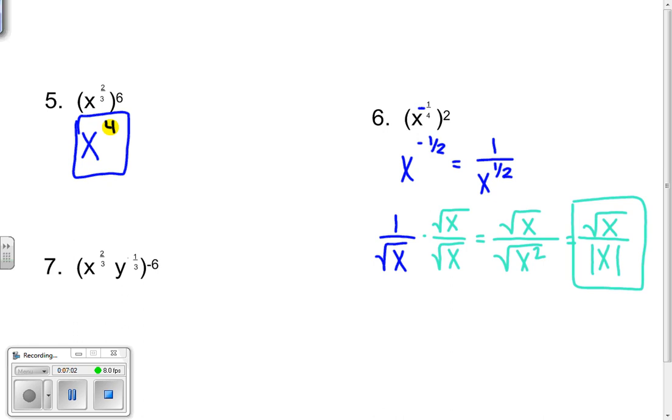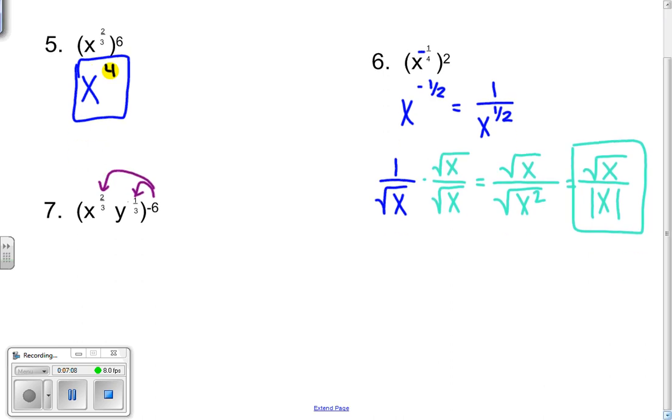In number 7, this power goes to both parts inside the parentheses. So we'll do one at a time. Power to power means you multiply. For the x, if I multiply 2/3 times negative 6, I get negative 4. And for the y, if I multiply negative 1/3, that's hard to see, but there's a negative there, times the negative 6, I get a positive 2.